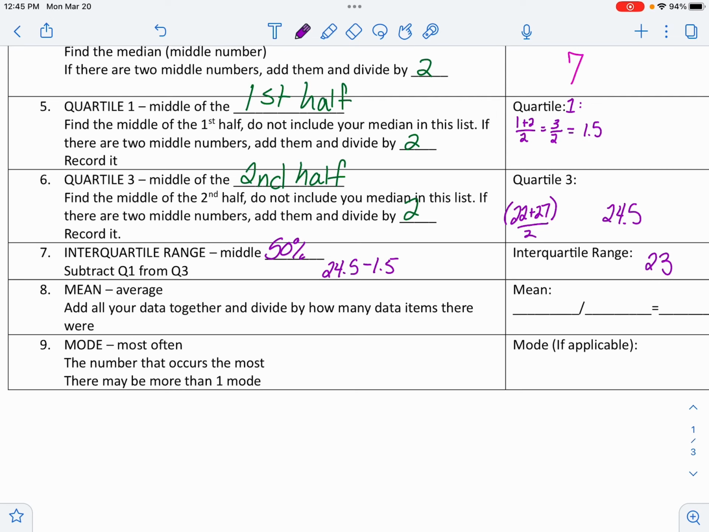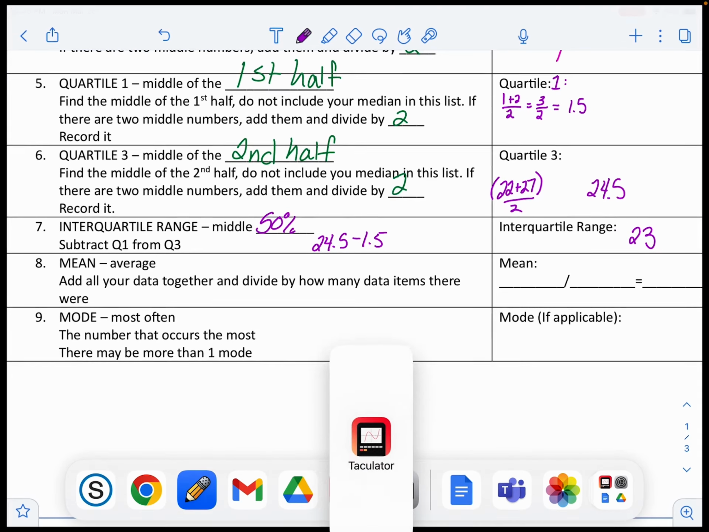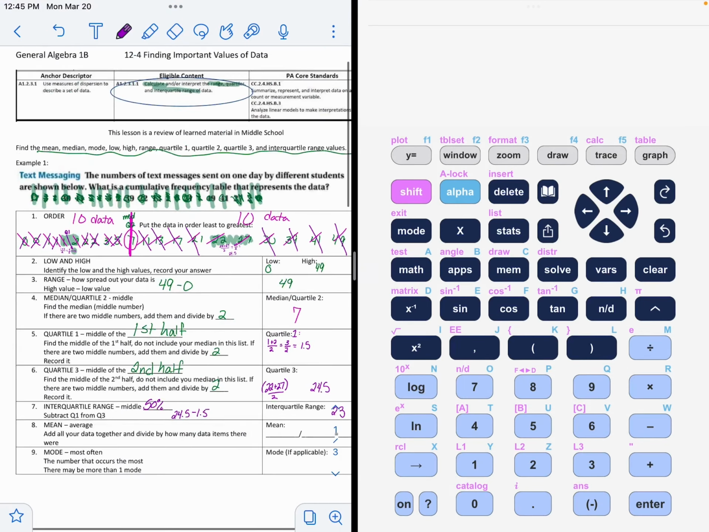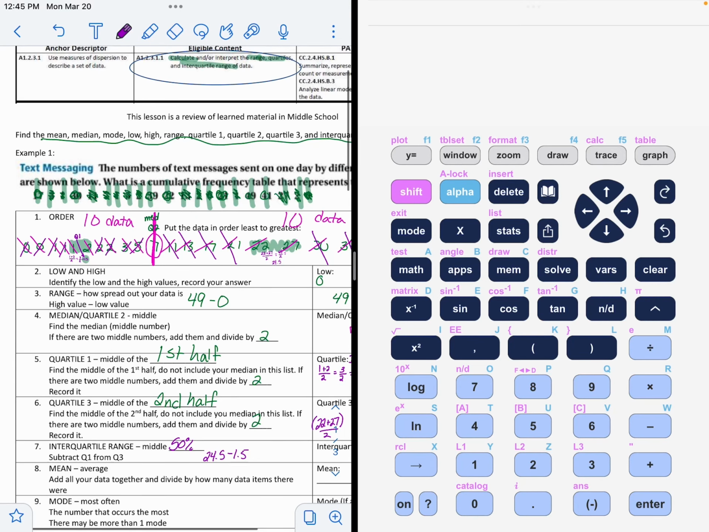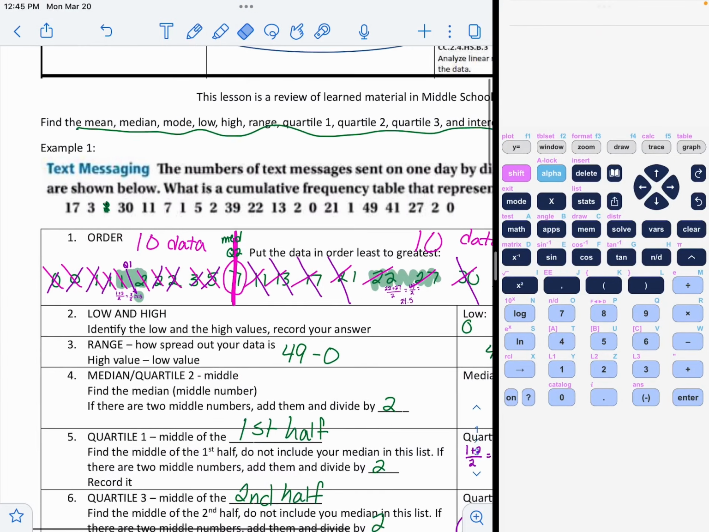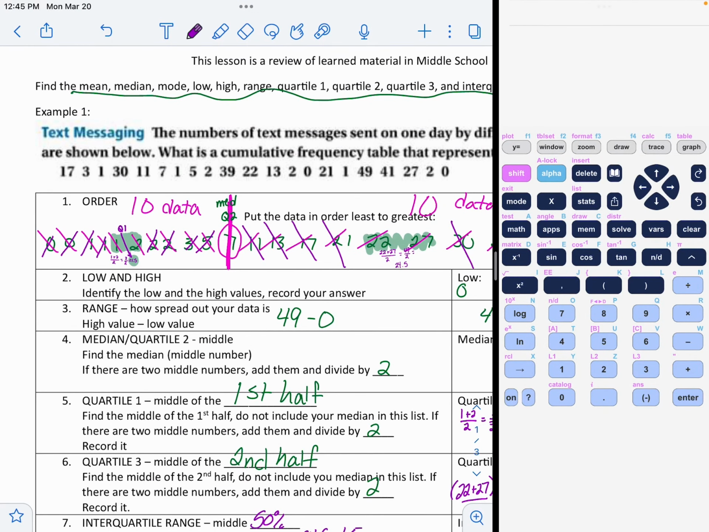The mean: you add them all together, and then you divide by how many data items there are. So I'm going to definitely have to call upon my calculator here. I'm going to go really slow. I need to add all these items together. I can use the list I made, or I could just use the beginning list. It really doesn't matter. I'm just going to use the beginning list because it's more condensed. So I'm going to do 17, add 3, add 1, add 30, add 11, add 7, add 1, 5, and 2, add 39 and 22.